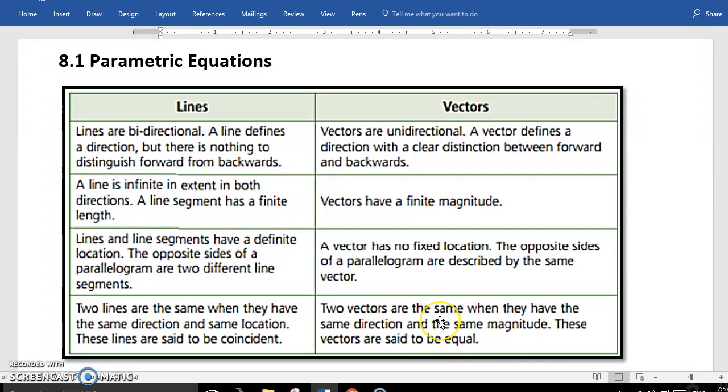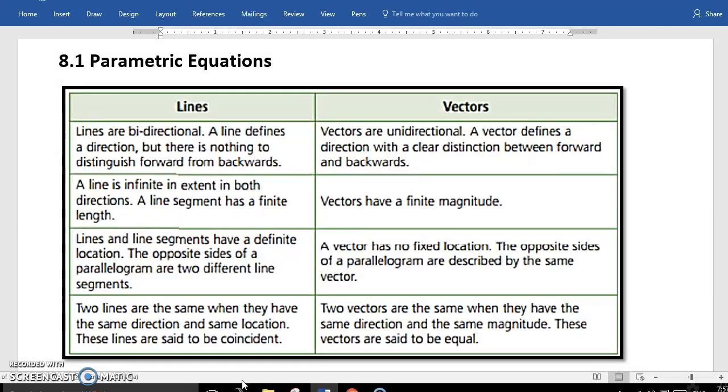All right, so the first thing we're going to look at is the difference between what lines are and what vectors are. If we go back to our definitions, vectors have a specific direction with a clear distinction between forwards and backwards. So by keeping this in mind, they are unidirectional. Only one direction matters. But lines are bidirectional. We can go in either direction, but we are still going along the same line, which means there is no difference between forwards and backwards.